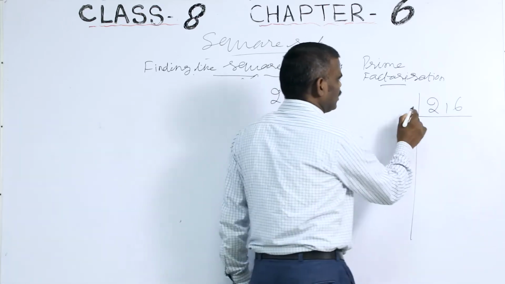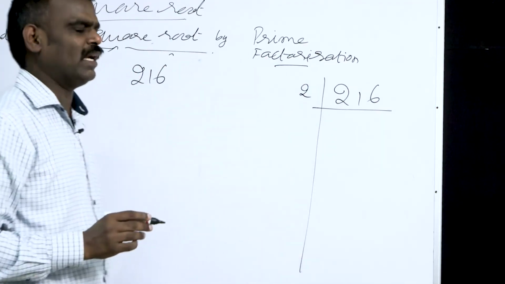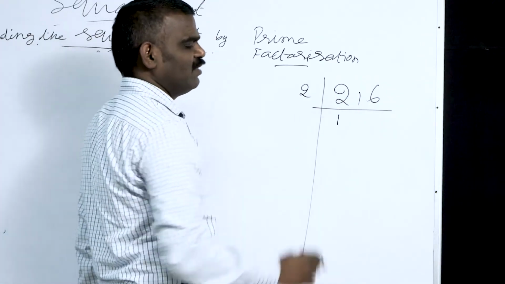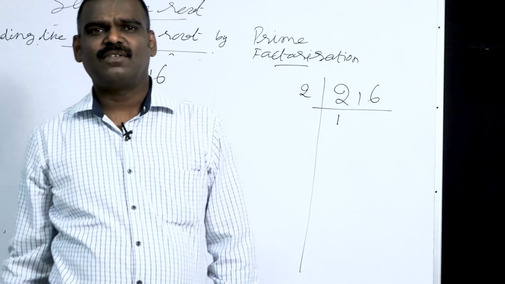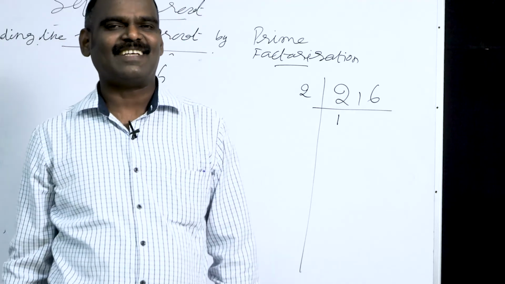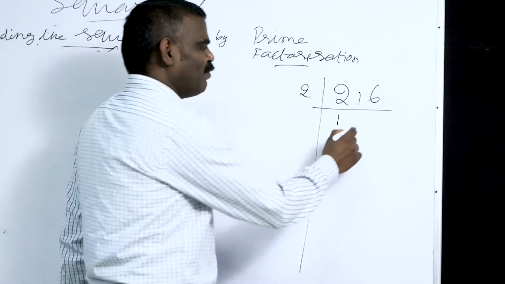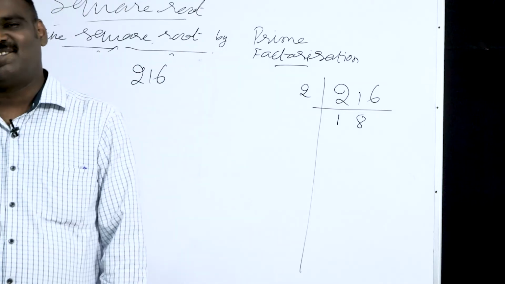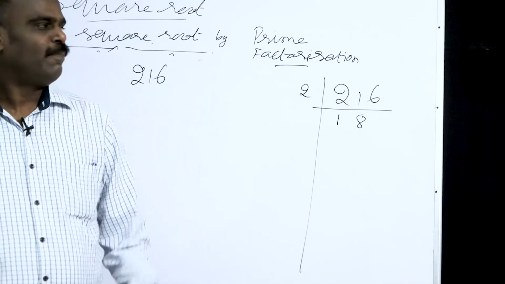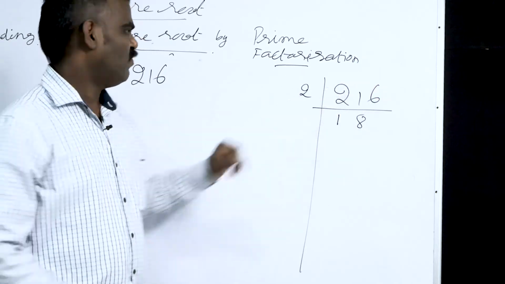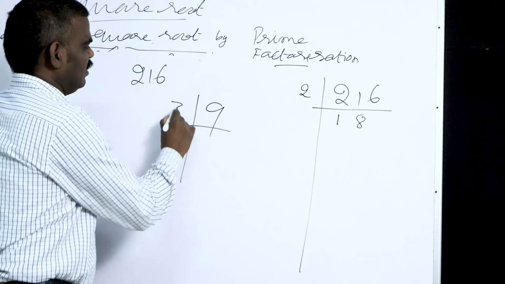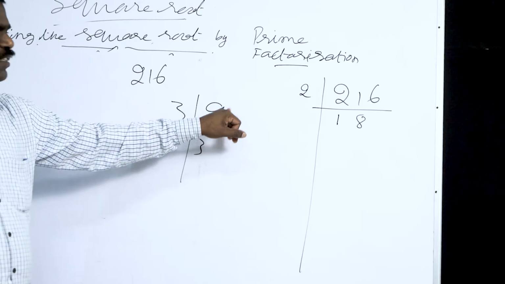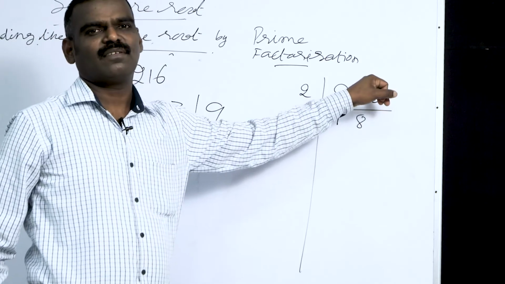Okay. So the first smallest prime number is 2. Let's try 2. Yes, 2 ones are 2. Next, what is the next number? Yes, 16. Yes or no? Yes, you are correct, but you are wrong also. 2 8s are 16. It's wrong, because when you multiply these two, you must get this one. For example, see 9: 3 into 3 is 9. Yes or no? That means 2 into 18, you must get 216.